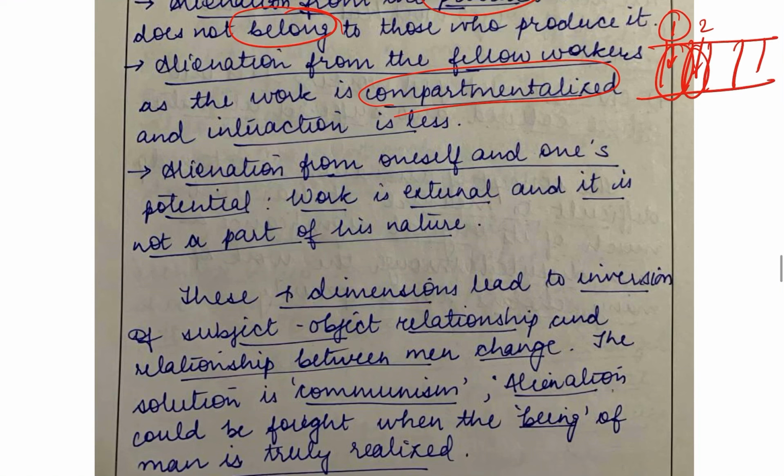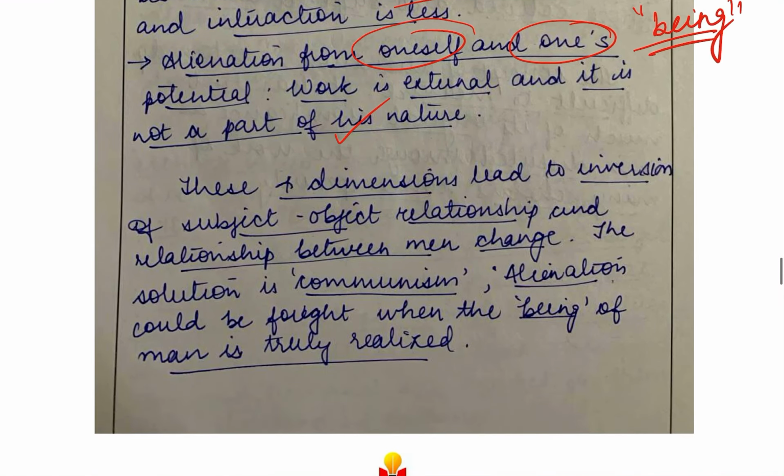So last is alienation from oneself and one's potential, as we've termed being. Work is external and it is not the part of his nature, because he's not producing what he wants to own. He's just selling his labor in the market. These 4 dimensions lead to inversion of subject-object relationship, and relationship between men change.